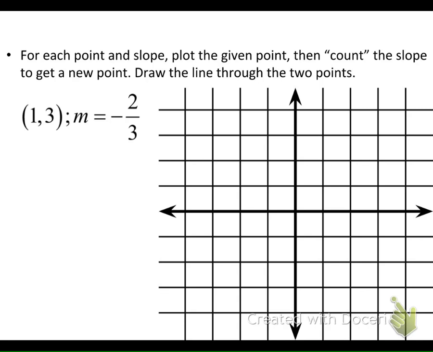So I'm going to plot 1, 3. I'm going to start at the origin, go right 1, and then up 3. And my slope is negative 2 over 3. So I'm going to go down 2, because negative 2 is my rise. And my run is 3, so I'm going to go right 3. Then I'm going to draw my line. Draw my arrows. And that's it.